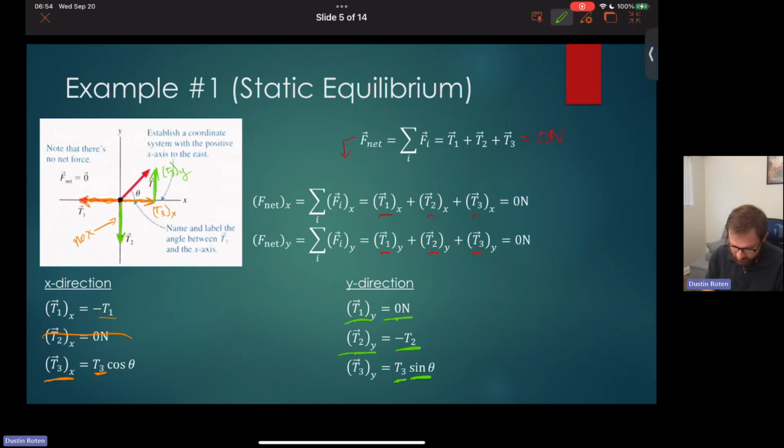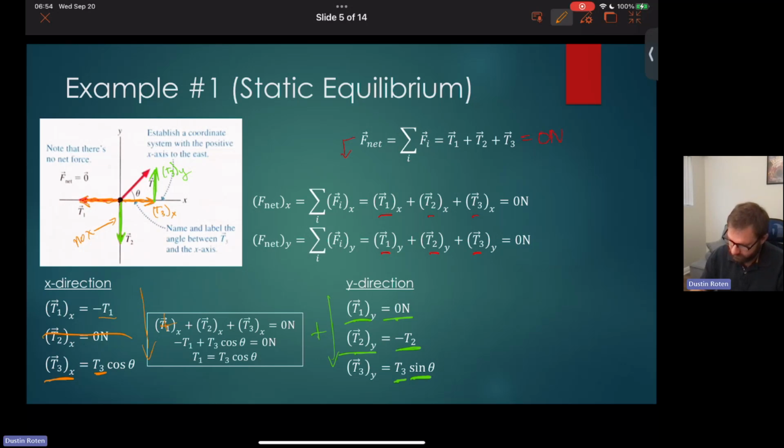Now the whole idea here is we can just sum the forces, right? So we want to just add up everything in the x direction and y direction. Okay, let me get rid of this.